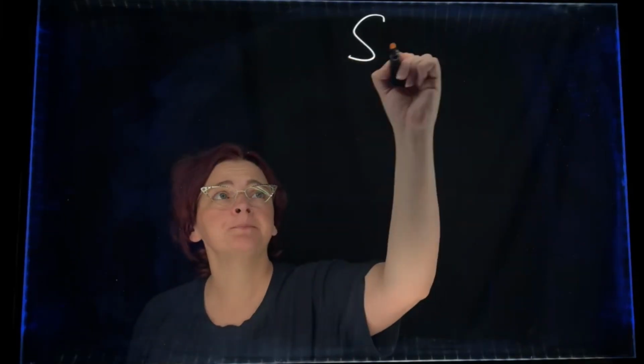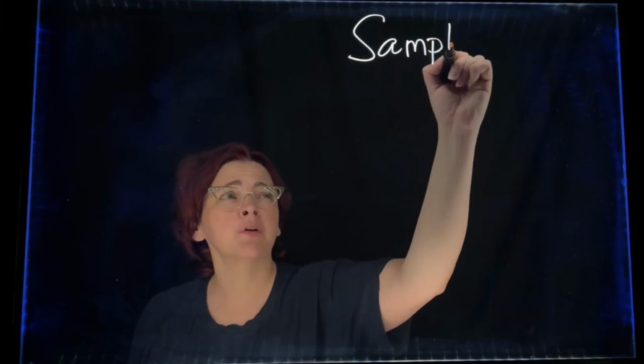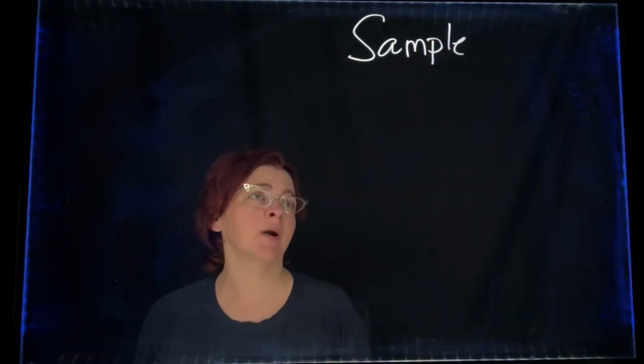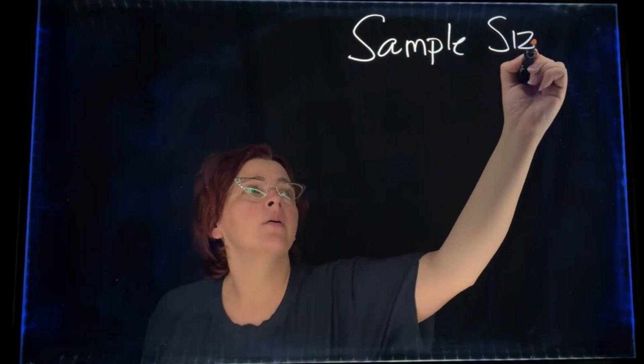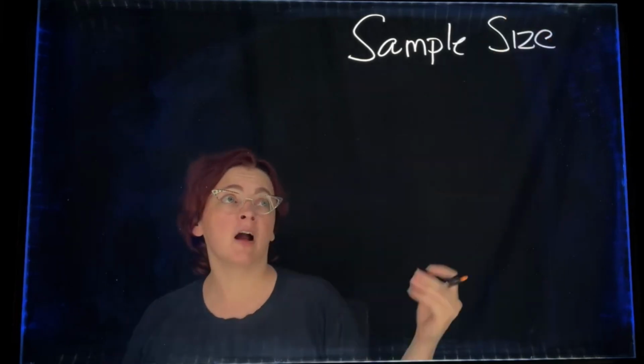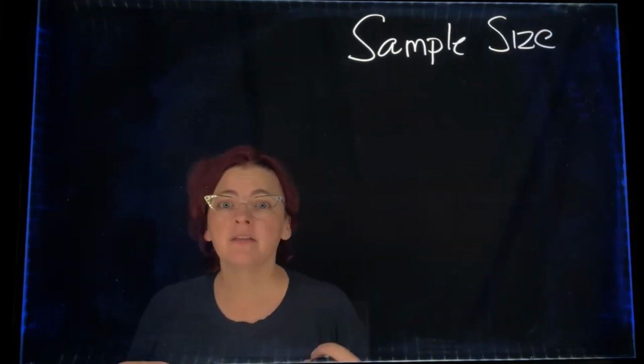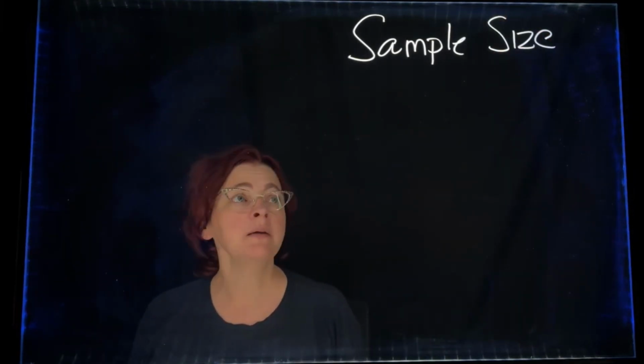A couple other things that we need to keep in mind as we are designing an experiment are sample size. We don't want to just grow one plant. We don't want to just study one person. We want to make sure we have a large sample size. The larger it is, the more accurate that we can be.